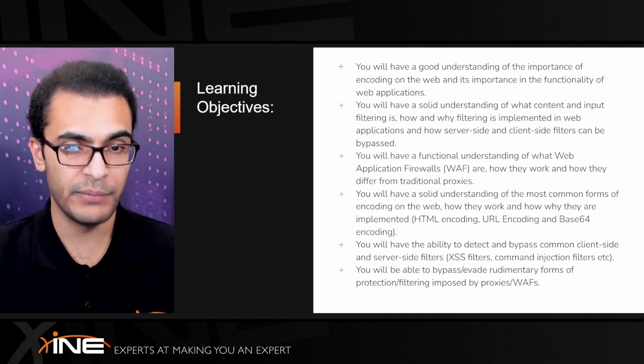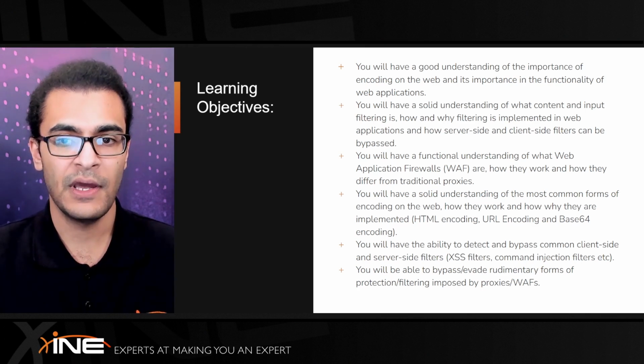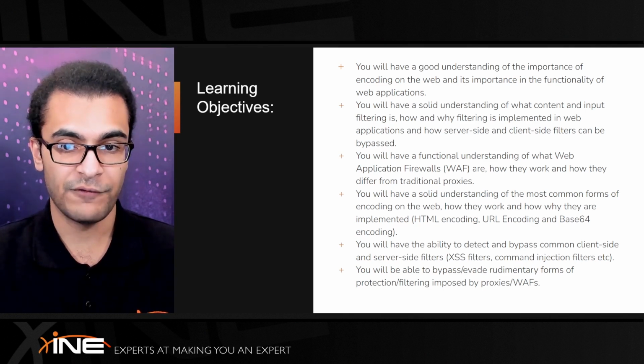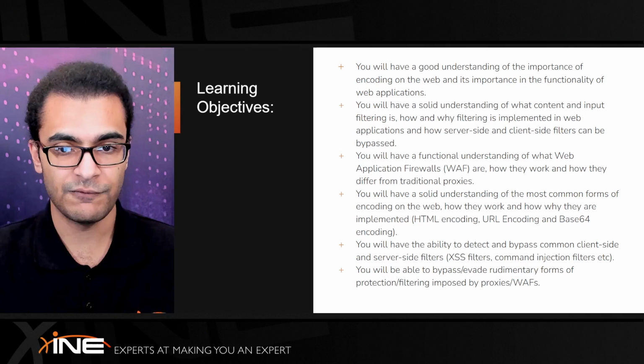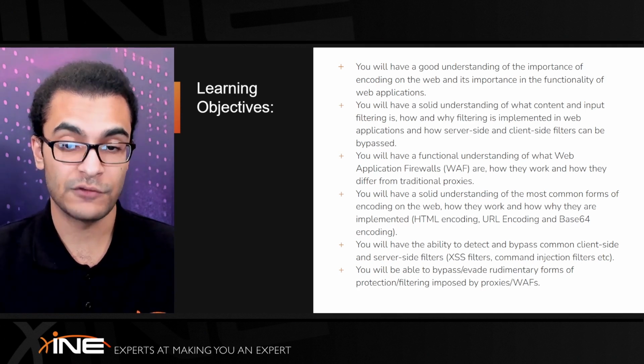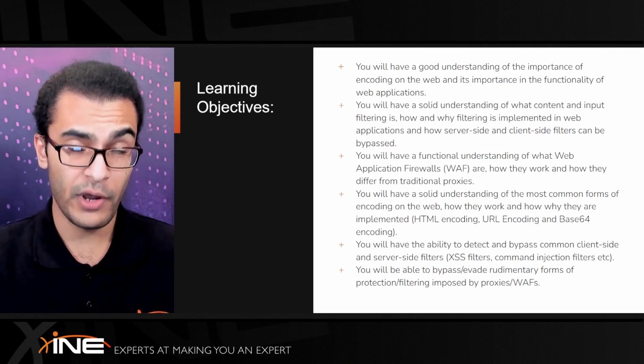So to begin with, by the end of this course, you'll have a good understanding of the importance of encoding on the web and its importance in the functionality of web applications. You'll have a solid understanding of what content and input filtering is, how and why filtering is implemented in web applications, and how server-side and client-side filters can be bypassed. You'll also have a functional understanding of what web application firewalls are, how they work, and how they differ from traditional proxies. You'll have a solid understanding of the most common forms of encoding on the web, how they work, and how and why they're implemented.